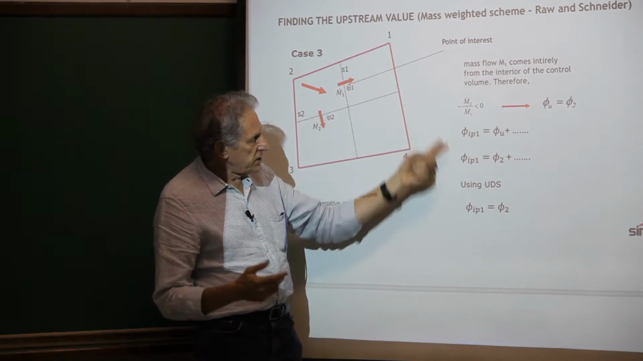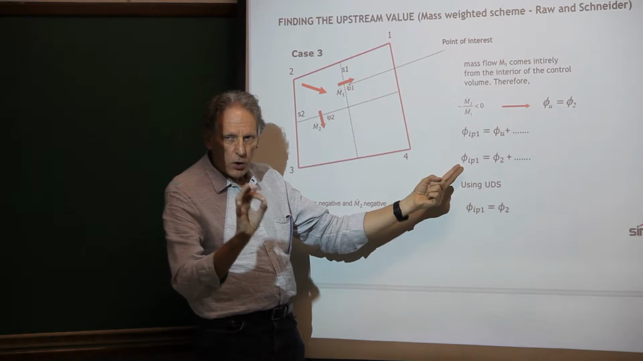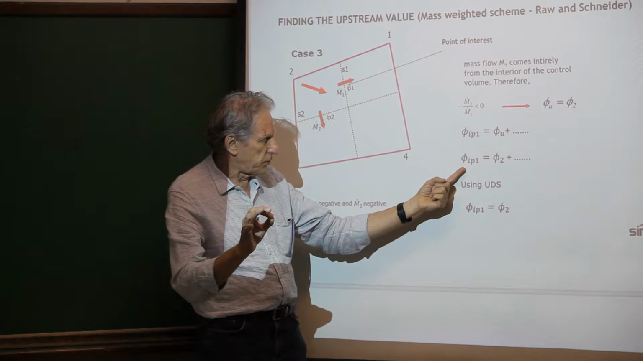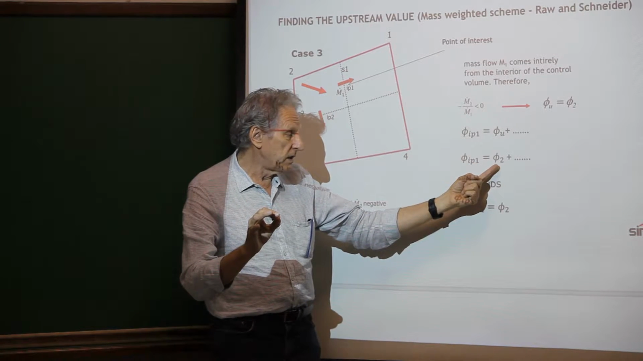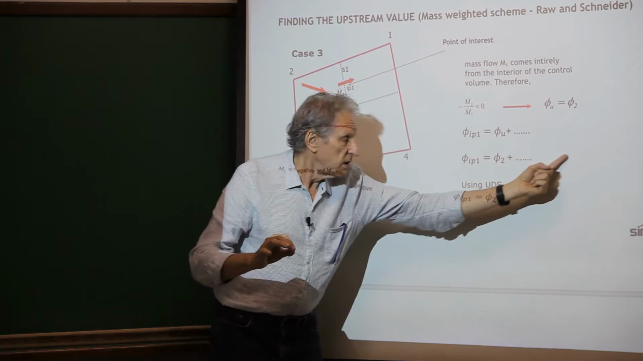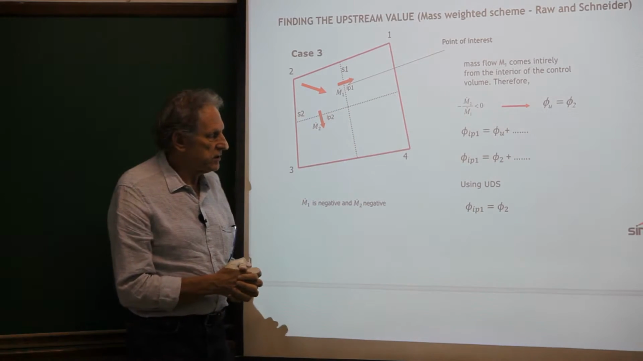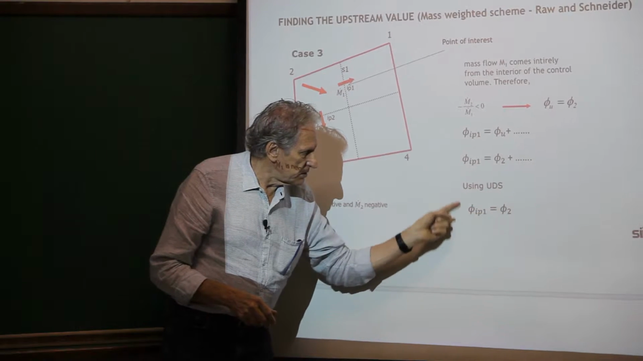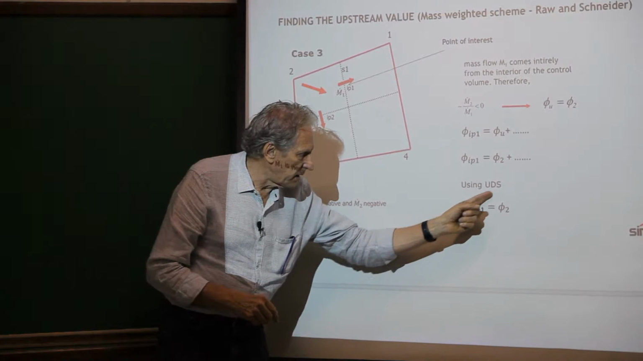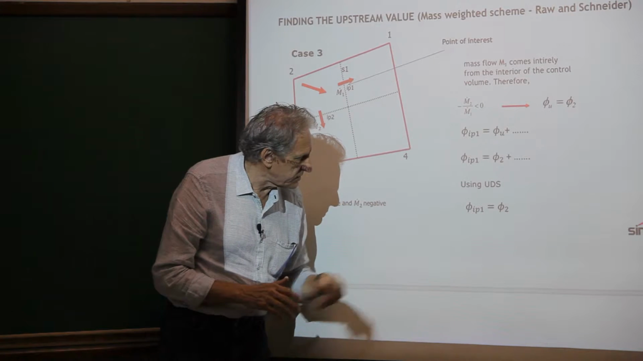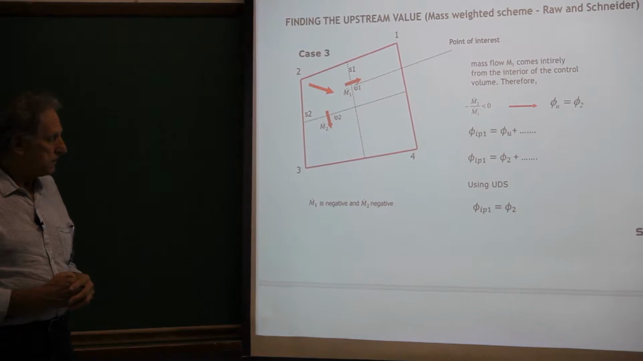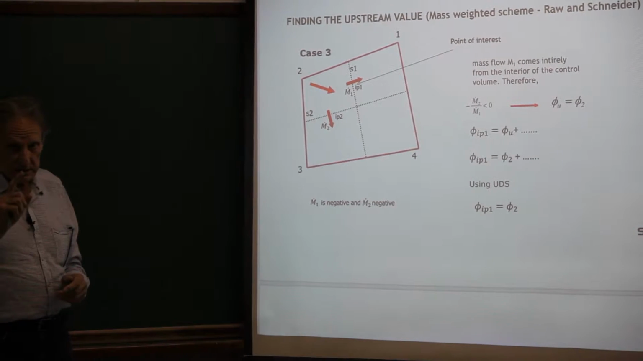So in your equation, calculating your phi at integration point 1 is phi 2 plus some antidiffusive terms that you are introducing. So if you use just a single UDS, you have this equation.